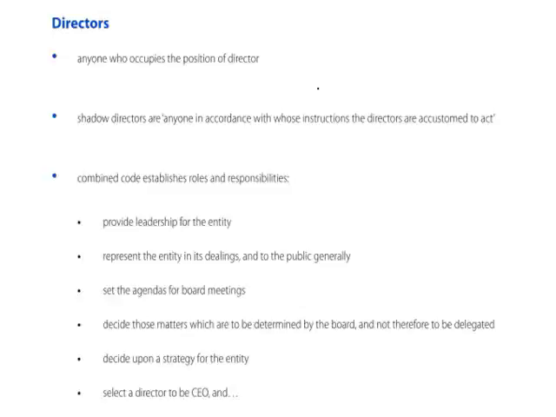And shadow directors are anyone in accordance with whose instructions the directors are accustomed to act. So this would normally be the directors' wives. Anyone in accordance with whose instructions the directors are accustomed to act.